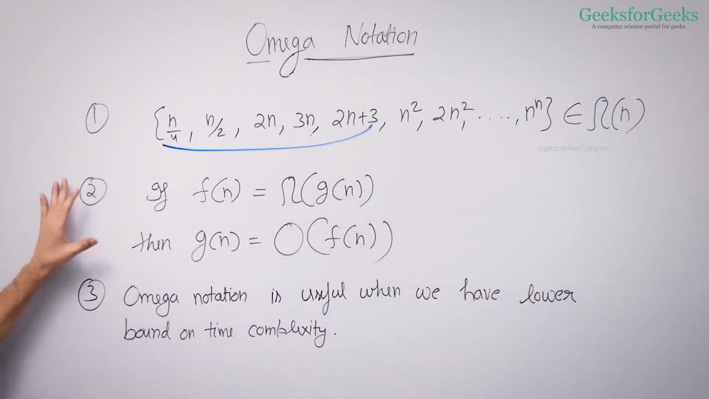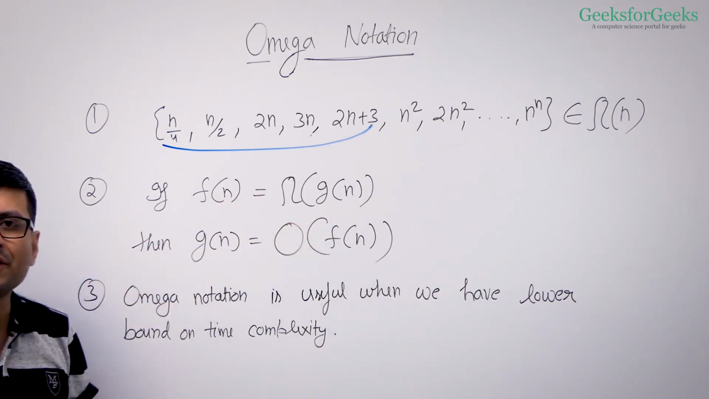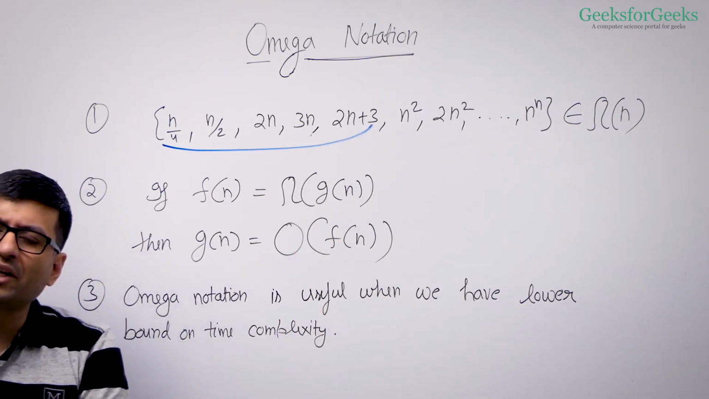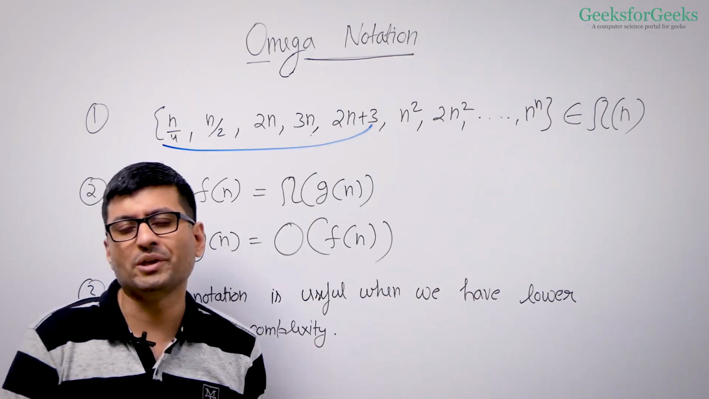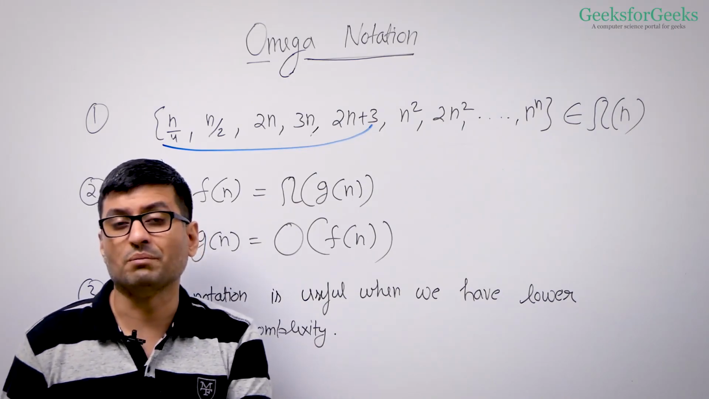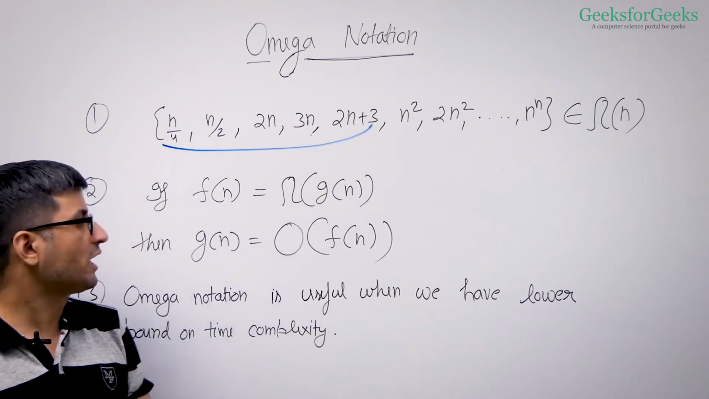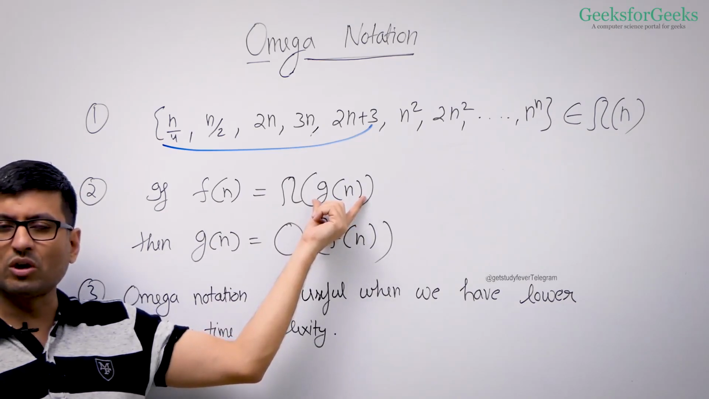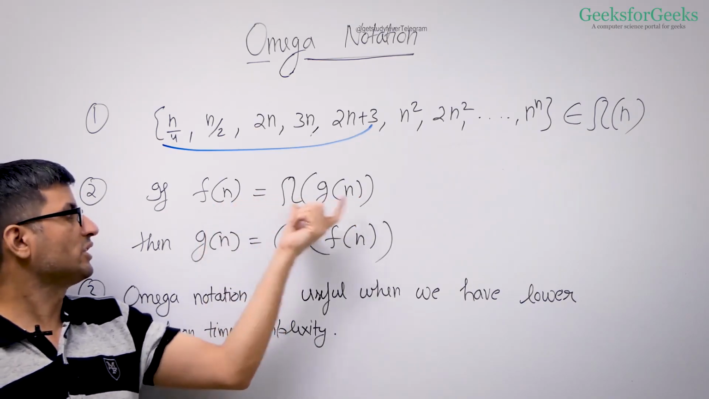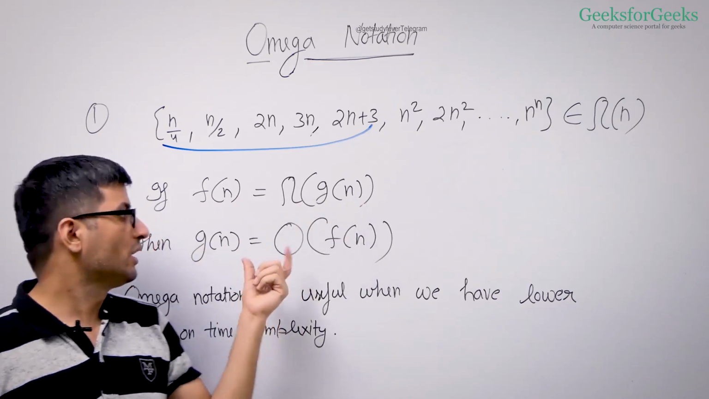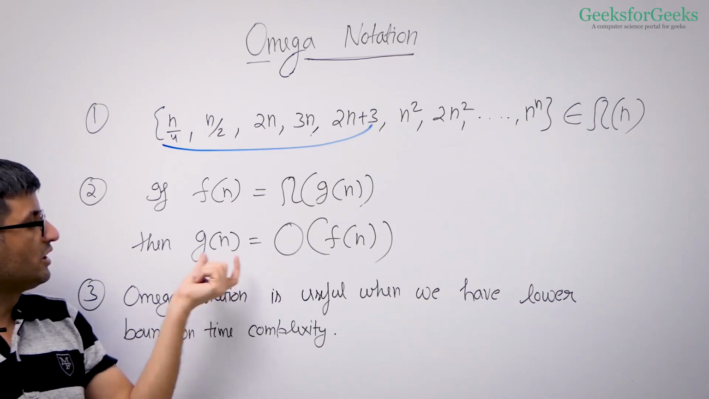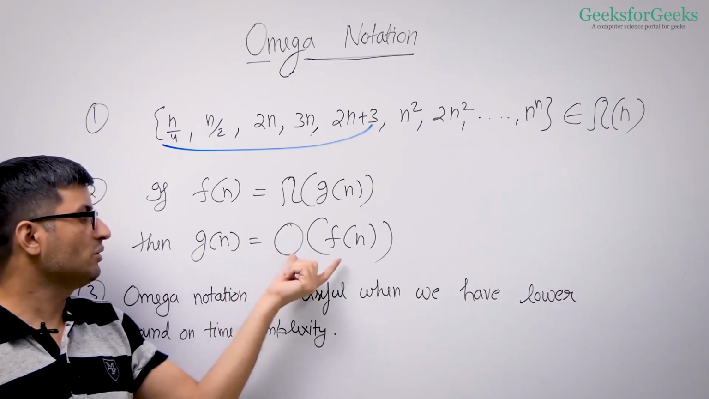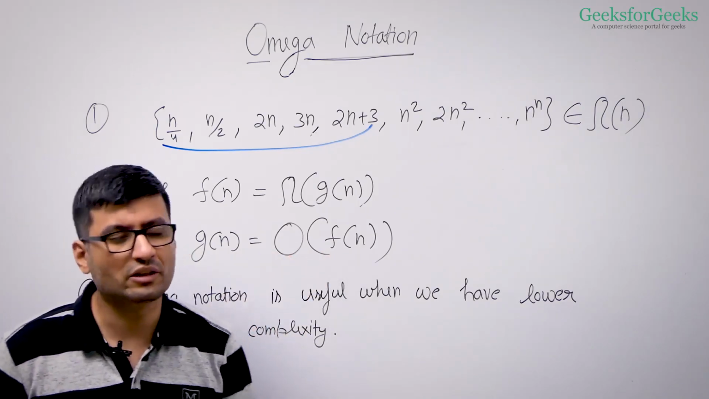Now, one more interesting fact: if f of n is equal to omega of g of n, then we can say g of n is equal to big O of f of n. We just saw the mathematical definition of omega, and we saw in the previous video the mathematical definition of big O, and they are just opposite of each other, right? What it means is, g of n has a lower or equal order of growth than f of n when you say f of n is equal to omega of g of n, and here too, g of n has a lower or equal order of growth than f of n when you say g of n is equal to big O of f of n. They both are the same thing, right?